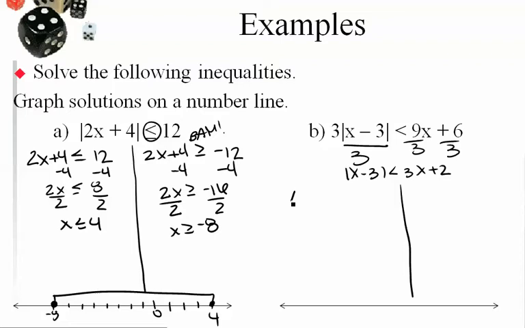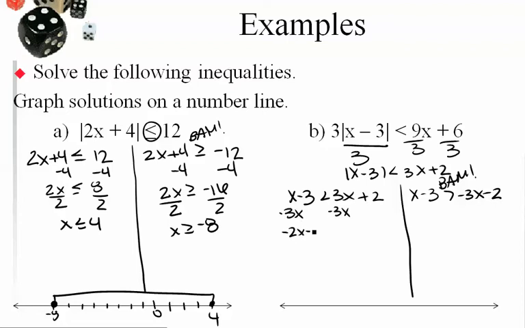Then you're going to go into the two equations. X minus 3 is less than 3x plus 2, and then x minus 3, flip the inequality, is greater than negative 3x minus 2. Subtract 3x on the first side. That's negative 2x minus 3 is less than 2. Add 3. Negative 2x is less than 5. And then when you divide by negative 2, x is greater than negative 5 halves. And again, there's a BAM on that one.